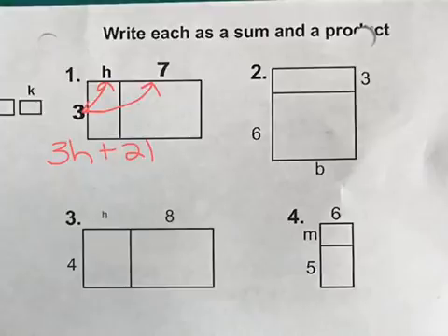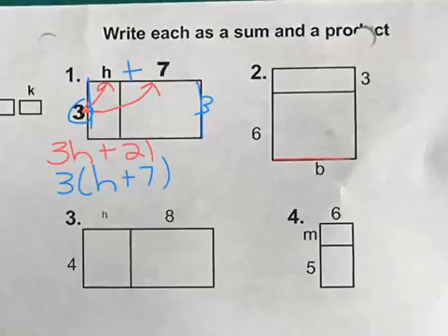To take this and write it as a product, the 3 is what's going to be the same, okay? Because if this is 3, this height is also 3, or length is 3. So you're going to factor out the 3, and you're left with h plus 7. So you have 3 times the sum of h plus 7. These are equivalent expressions.